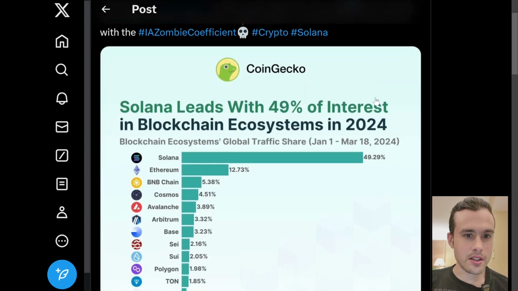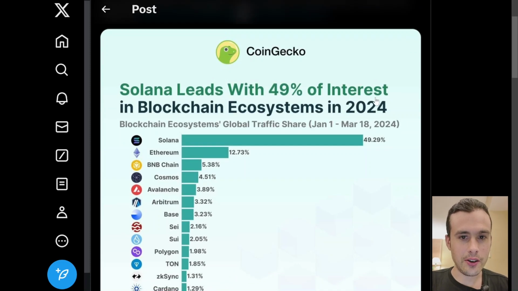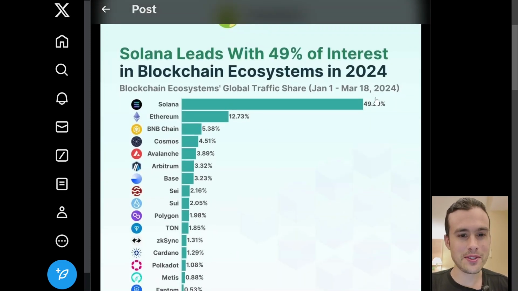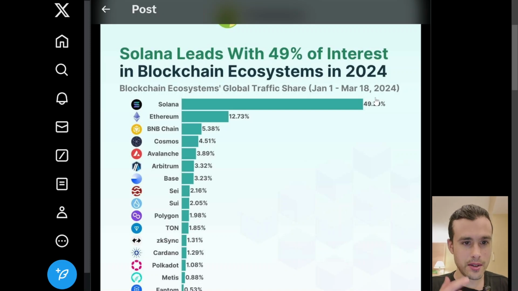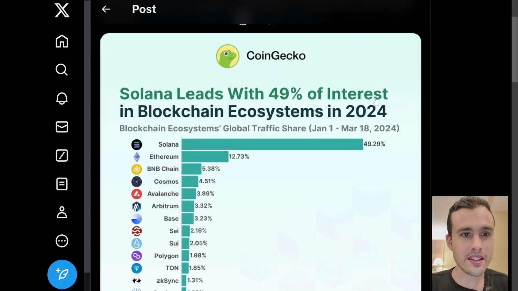Now, you may have seen this one because it's been reposted by a lot of Solana influencers on X, and this definitely deserves some merit because this is from CoinGecko, who is one of the two big titans in terms of portfolio tracking and where you go to see what coins are trending, and the 24-hour performance on coins and stuff like that.